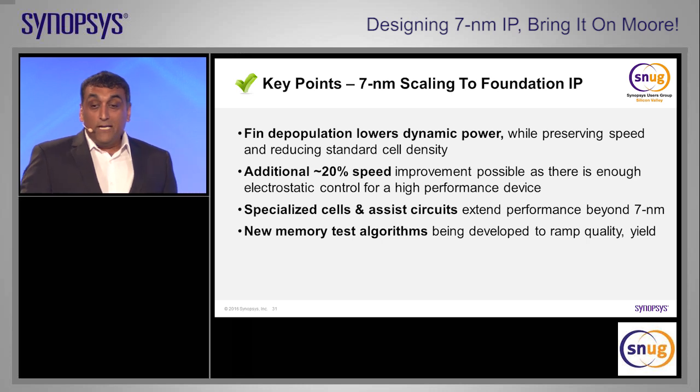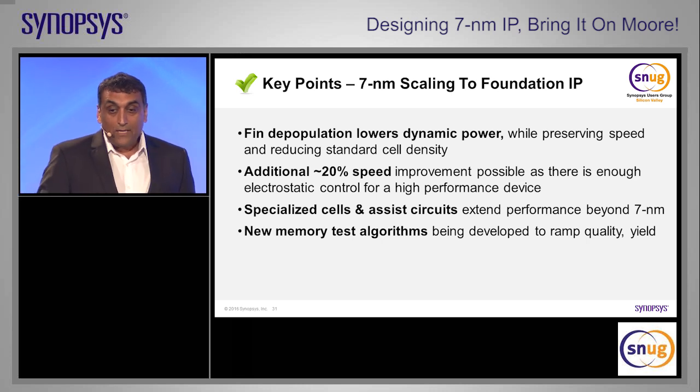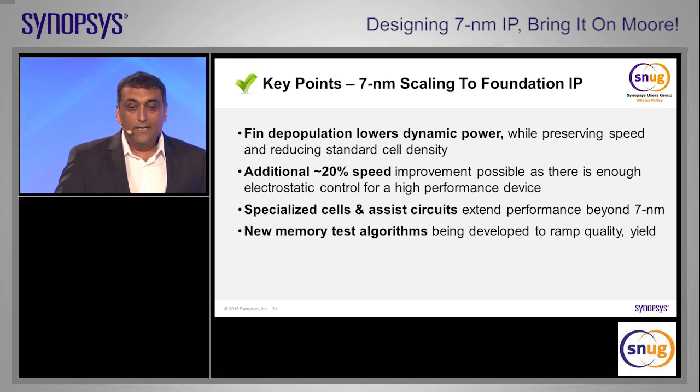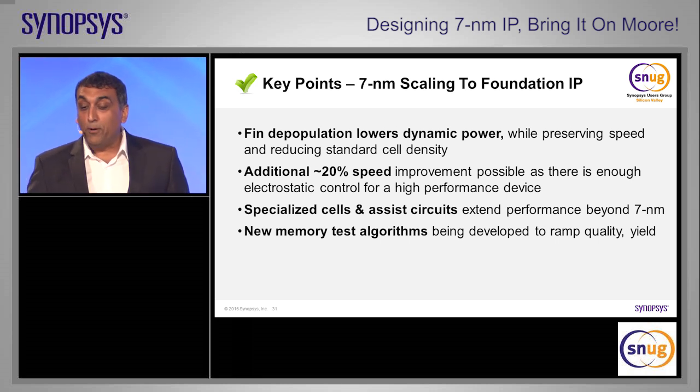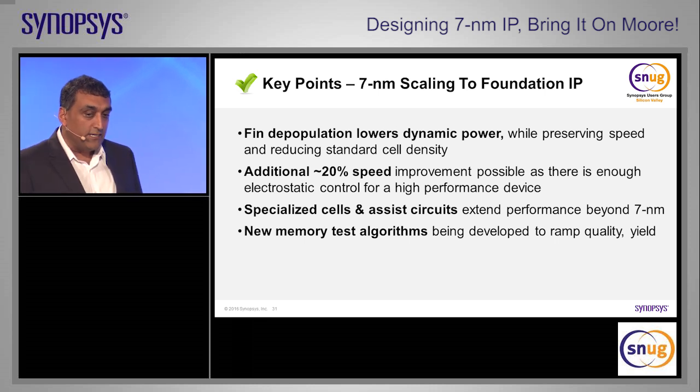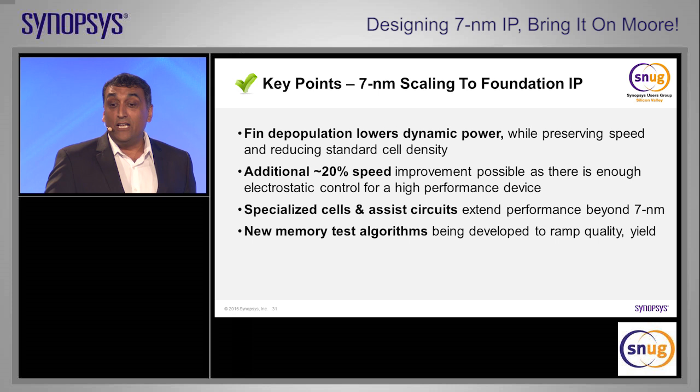So I'm going to finish up with some key points. Again, we talked about 7 nanometer scaling, moving to foundation IP. I talked about this concept called fin depopulation. You'll start hearing more about this as we move more into the 7 nanometer technology. So fin depopulation lowers dynamic power while preserving speed and reducing density in your standard cells.